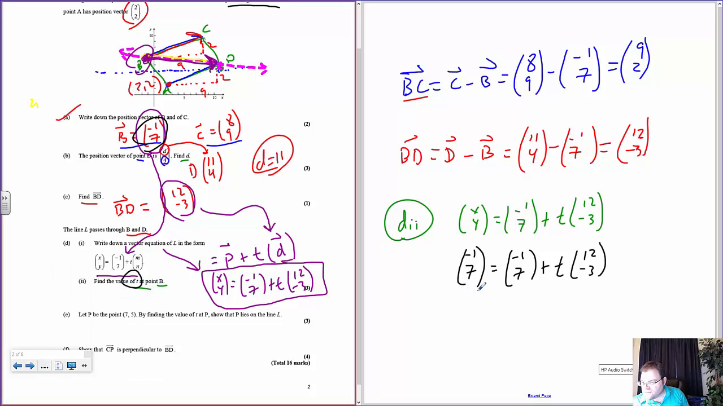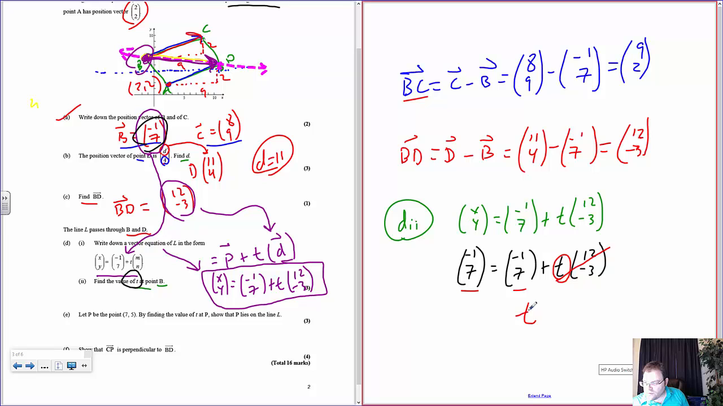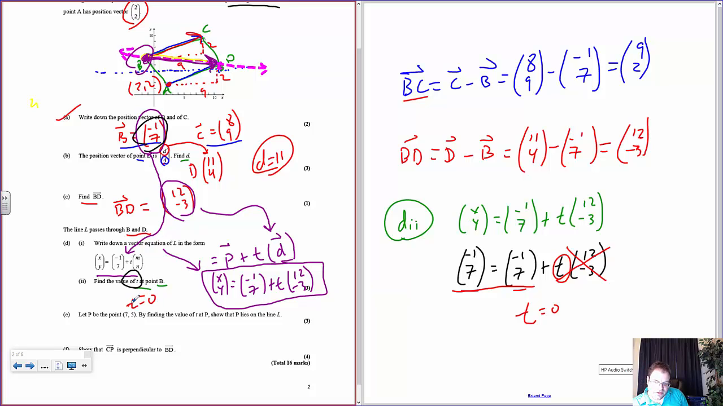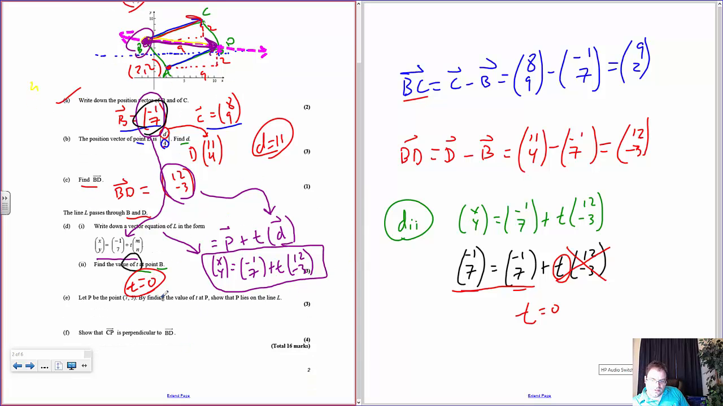Well, that's pretty easy. These are the same, which means I don't want this to be here at all. So how do I get rid of this? I have to make this t value equal 0, because 0 times this will make this go away, which means these will be equal. So the value of t at point B is, in fact, 0. That's the correct answer. All right, so let's keep going through this.